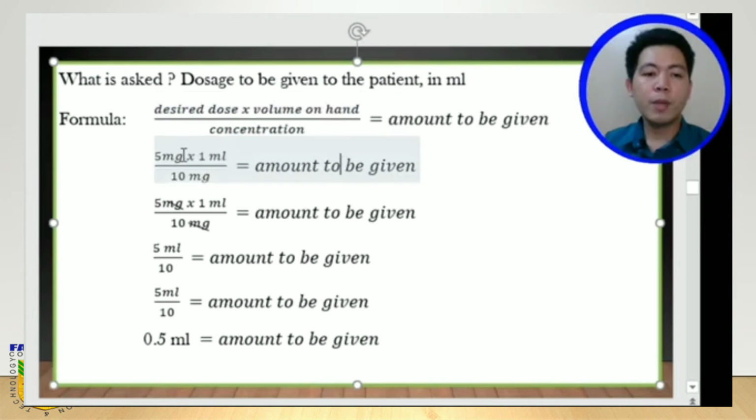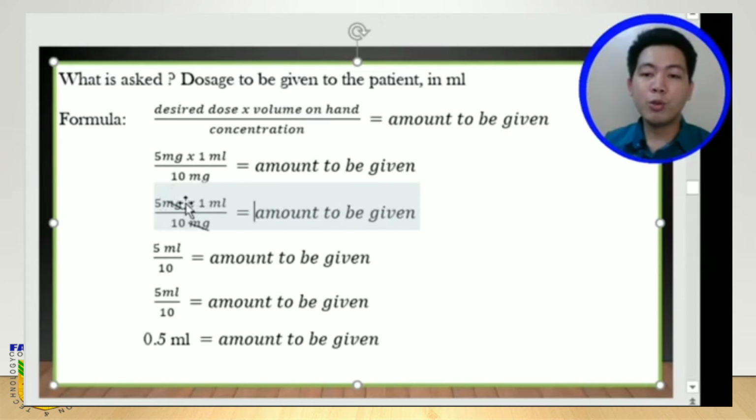So, ibig sabihin, we have 5 mg na desired dose times 1 ml, yun yung volume on hand dun sa vial natin, over 10 mg. Yun yung concentration ng vial. So, ibig sabihin, makakancel dito yung unit na milligram. Okay, so matatanggal na to. Ang matitira na lang ay 5 ml kasi 5 dito times 1 ml, edi 5 ml, then 10 na lang at wala nang unit.